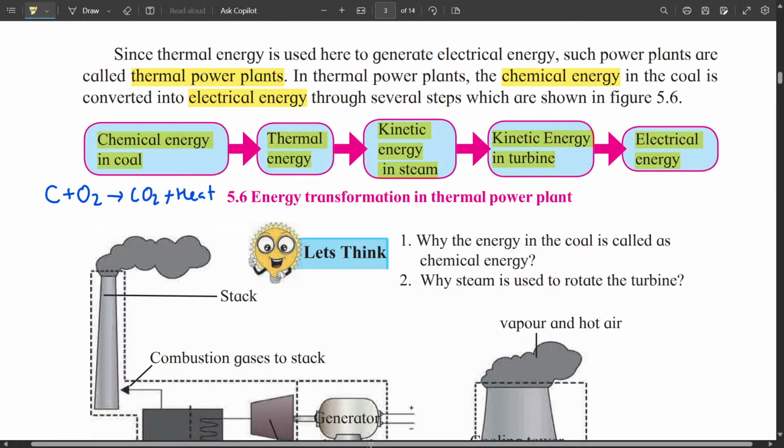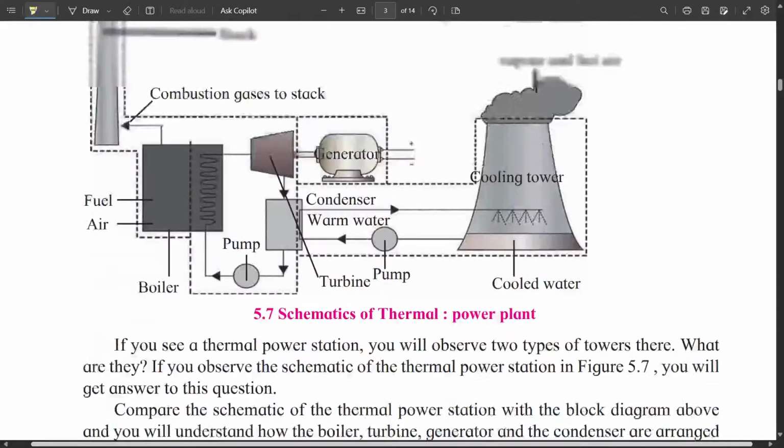So why is the energy in the coal called chemical energy? Because in that the heat is produced through a chemical reaction. Why is steam used to rotate the turbine? Because it is convenient. Means when water is boiled, it expands to a large extent. It has a large capacity to store heat energy. In Science 1 in chapter 5, we have seen the specific heat of water is very high. That means when water is heated and converted into steam, that steam can hold a large amount of energy. And that's why steam is used.